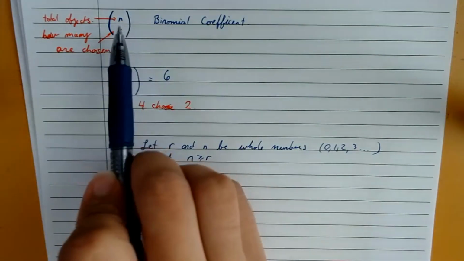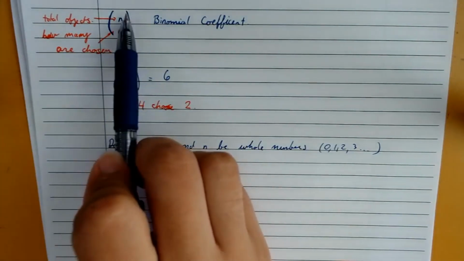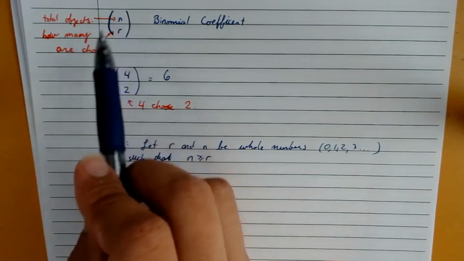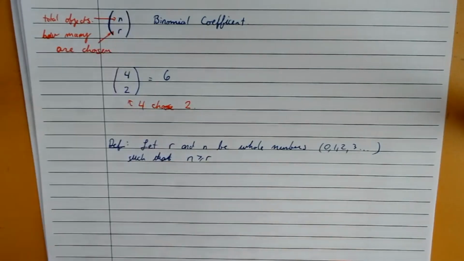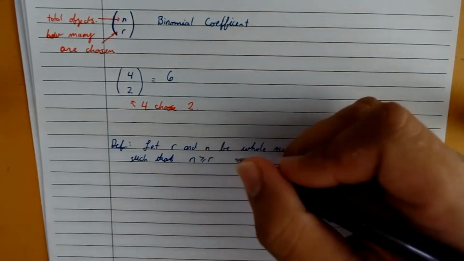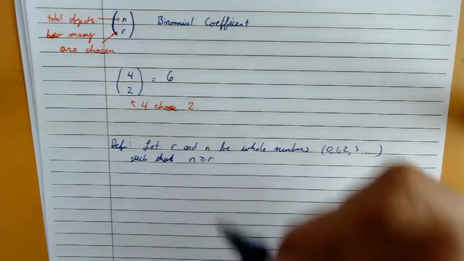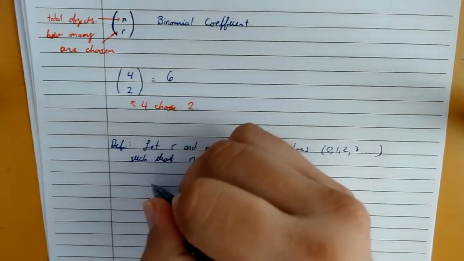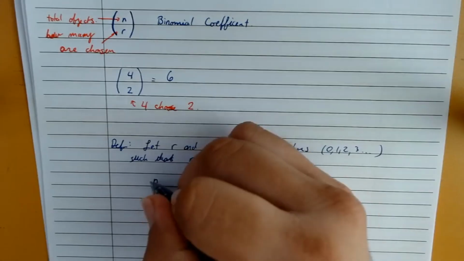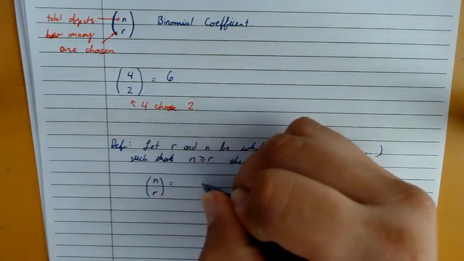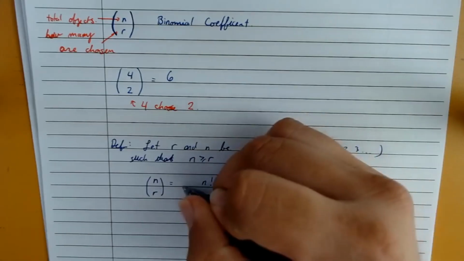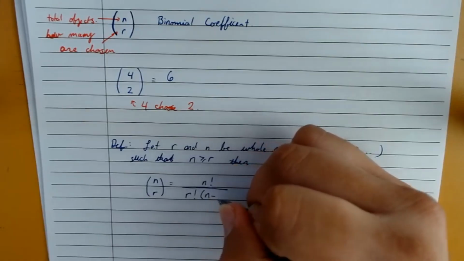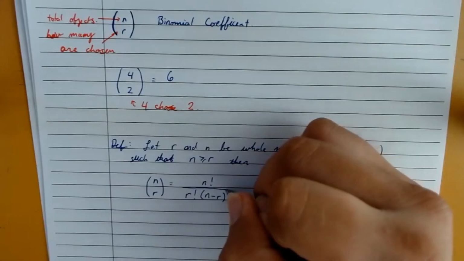It's okay if you have 4 choose 4. You can't have 4 choose 5. You can't say I have 4 dice, okay, well, I'm going to pick 5 of them. That doesn't work. The top number has to be greater than or equal to the one on the bottom. All right. Then n choose r is equal to n factorial over r factorial times n minus r factorial.